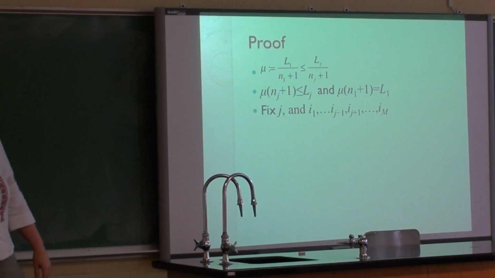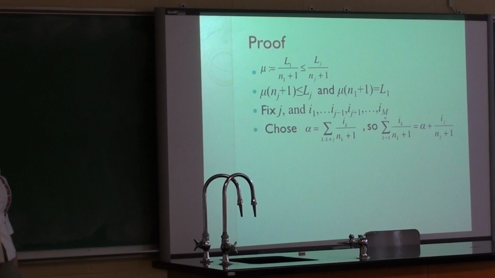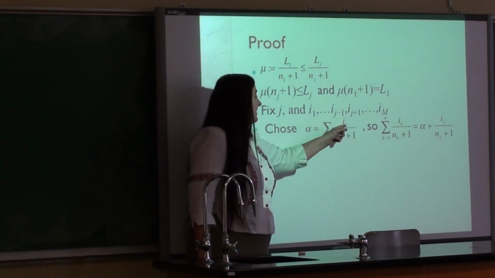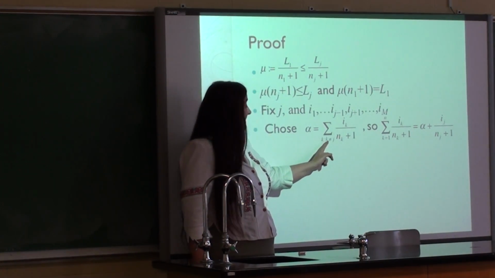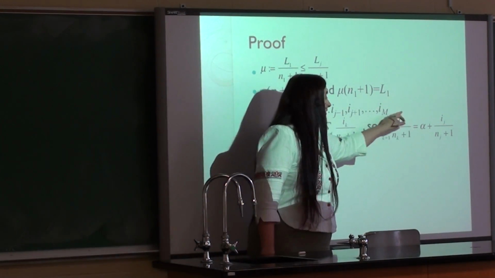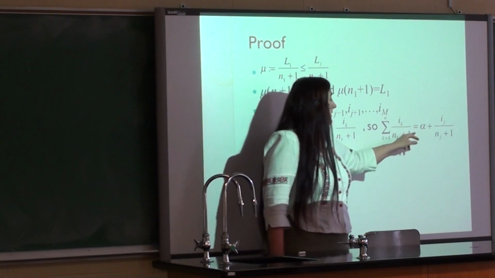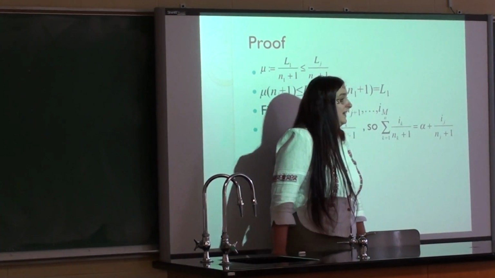Let's think about that. So fix the jth entry, fix j, and fix all the other entries. I'm going to choose alpha to be the sum of the i numbers divided by the n plus 1s, where I sum over all entries which are not equal to j. Why is this good? Because this quantity, which I used in the definition of the transversal, is going to be precisely alpha plus this ratio for the jth entry.